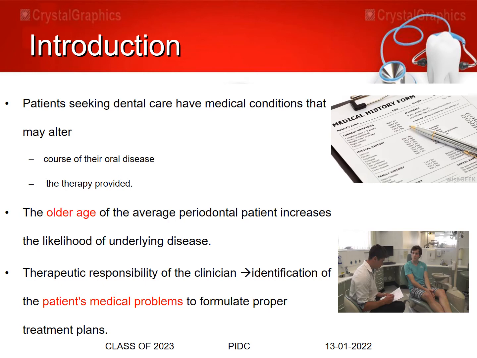Patients seeking dental care have medical conditions that may alter the course of their oral disease or the therapy provided. The older age of an average periodontal patient increases the likelihood of underlying disease. Therapeutic responsibility of the clinician is needed for proper identification of patients' medical problems to formulate proper treatment plans.